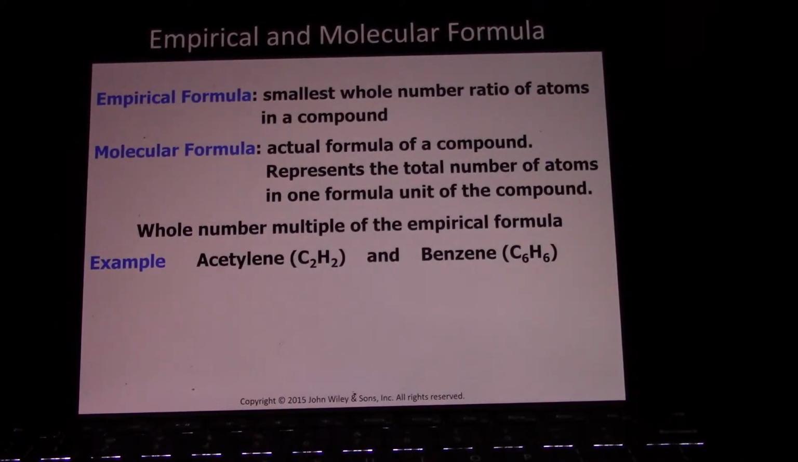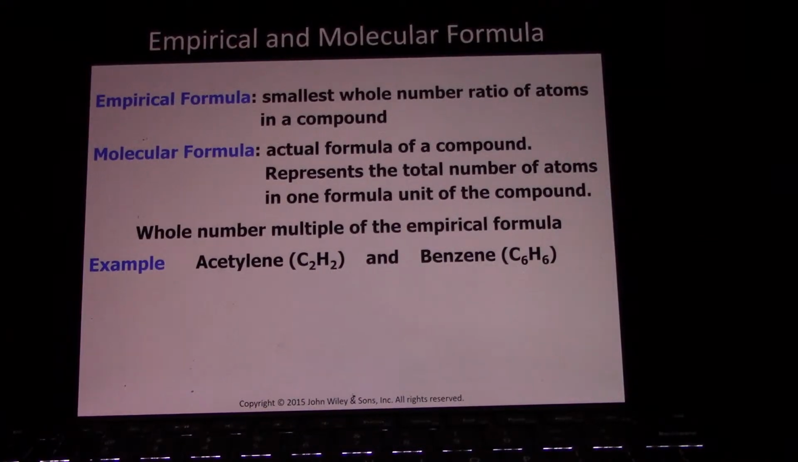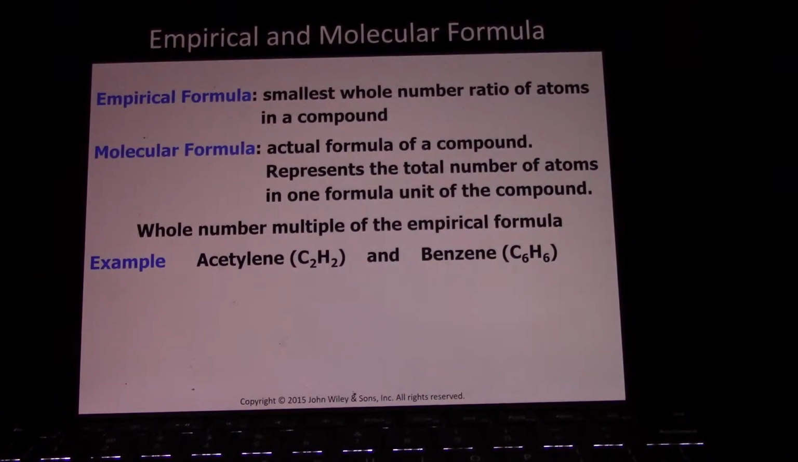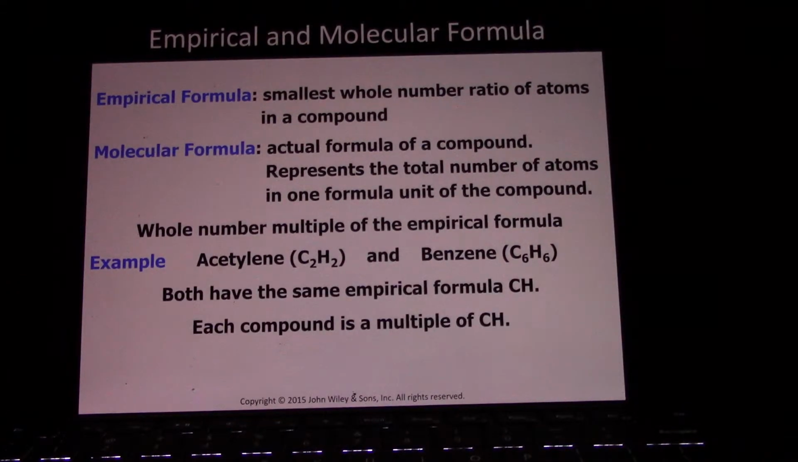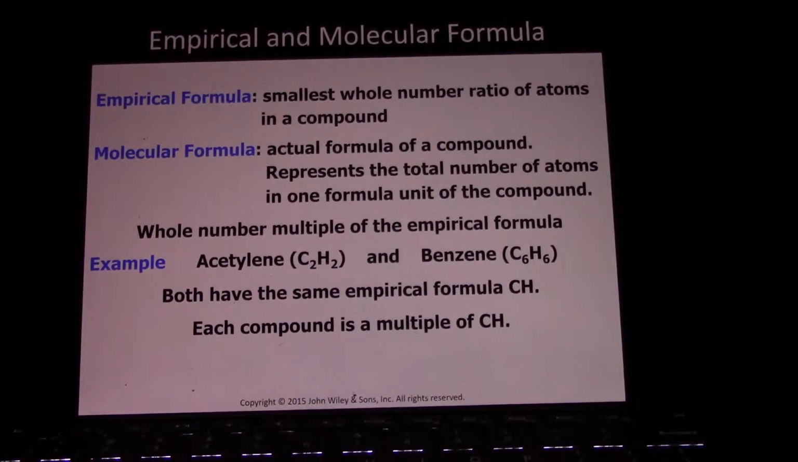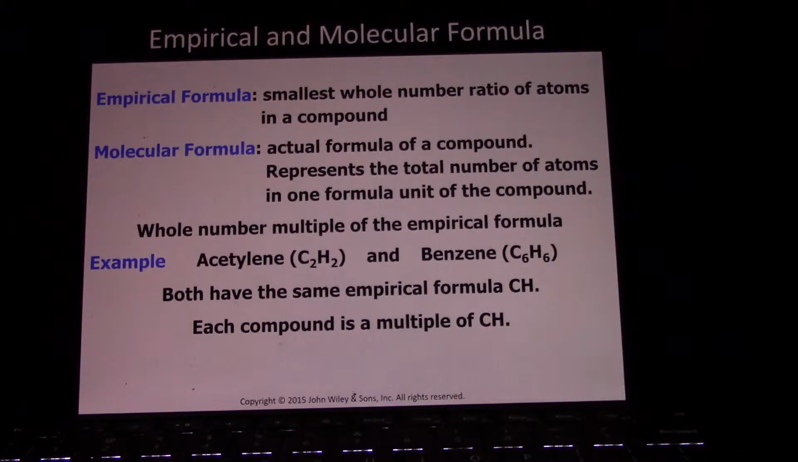So acetylene and benzene are two totally different compounds. Acetylene is C2H2, benzene is C6H6. But they both have the same empirical formula, CH, because for every one carbon, there is one hydrogen in those formulas. So they're both a 1-to-1 ratio. They both have the same empirical formula, but they have different molecular formulas.